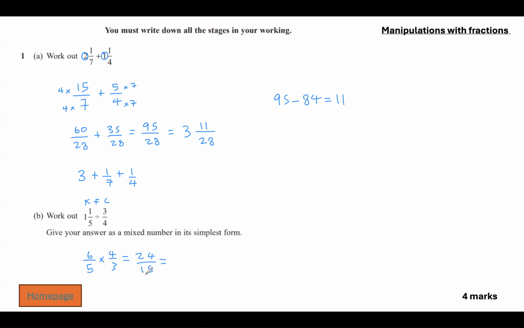We can divide both of them by 3, so we get 8 over 5, and that's going to be 1 and 3/5. And again, every step of the way has been shown. All right, brilliant. So let's move on to the next section.